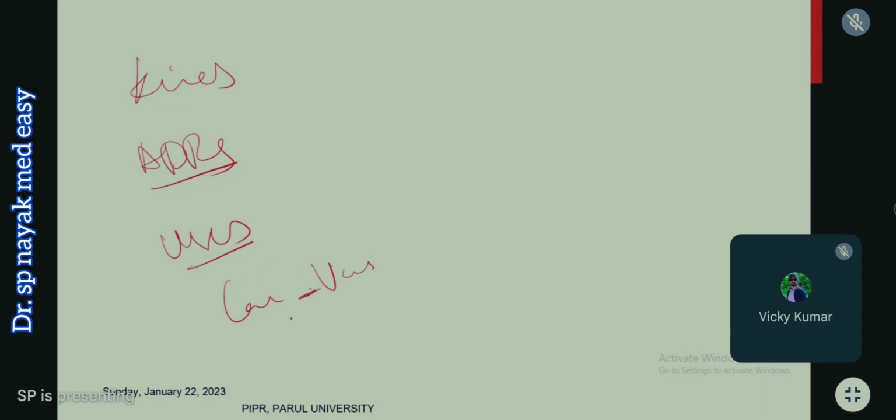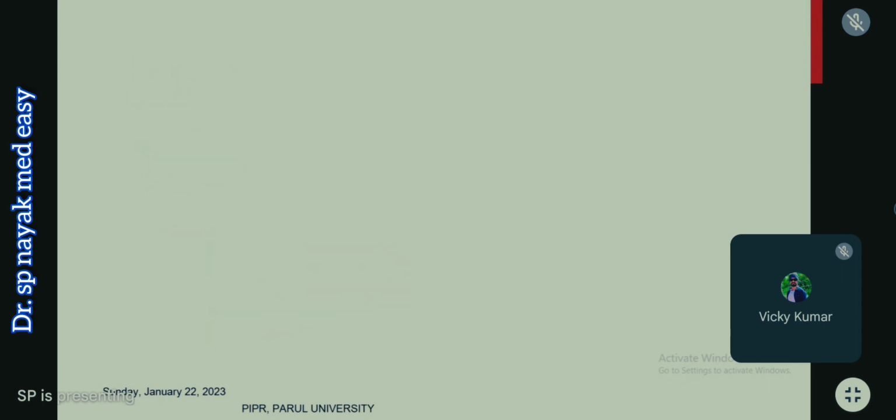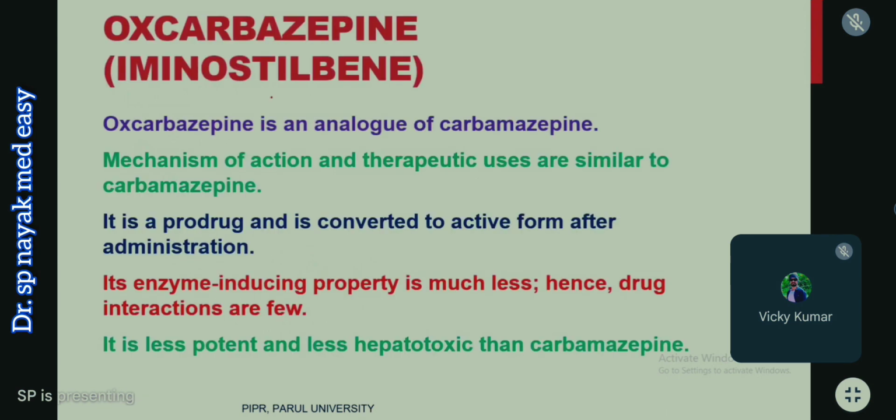Next, after carbamazepine, let us understand oxcarbazepine. In the previous class we discussed phenytoin and fosphenytoin. In the same way, we have carbamazepine and oxcarbazepine. Like fosphenytoin, oxcarbazepine is a prodrug. First of all, oxcarbazepine is an analog of carbamazepine. Its mechanism of action and adverse effects are very similar to carbamazepine. One difference is that it is a prodrug.